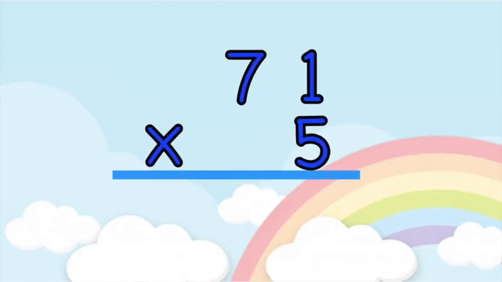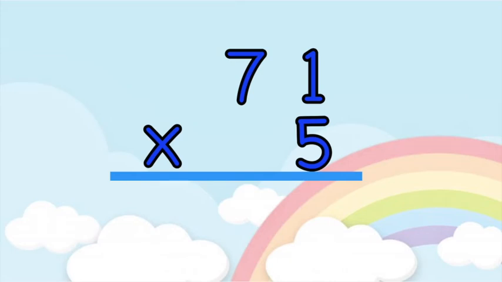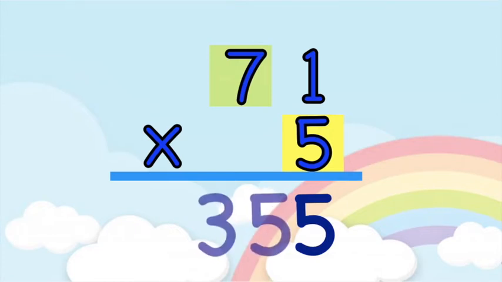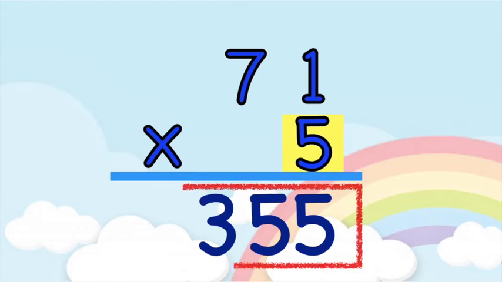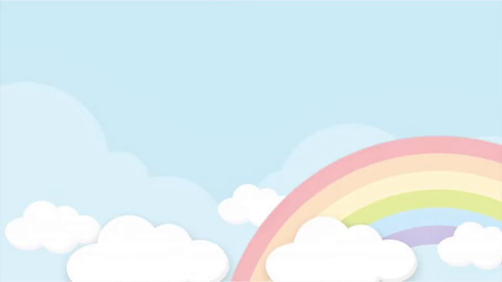So how about if we have this? 71 times 5. Let's multiply 5 times 1, that is... Very good, that is 5. How about 5 times 7? 5, 10, 15, 20, 25, 30, 35. So we have 35 here. So the product of 71 and 5 is 355. Let's have the next number.